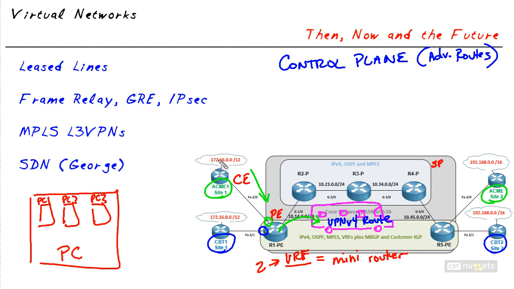It has all the extra baggage identifying that, hey, this came from this customer. There's also some identification inside of that route that keeps the 172.16 from Acme 1 very different from the 172.16 coming from CBT 1. That's done with something called a route distinguisher. But once we add all of that baggage, all those tags, if you will, that is now called a VPN v4 route or a VPN route. And the bus is going to deliver that route over to R5.